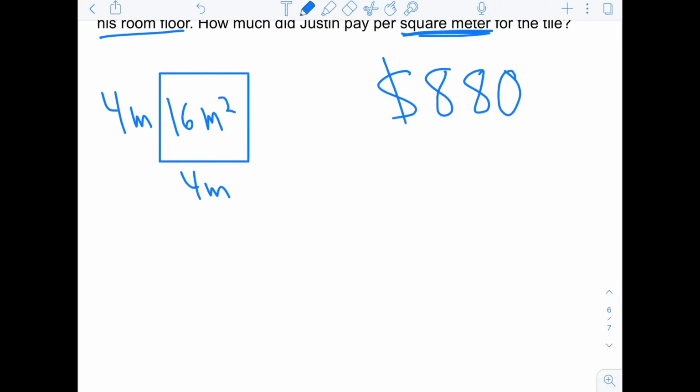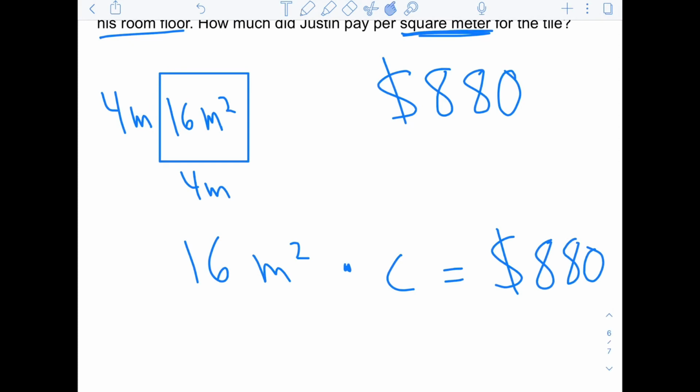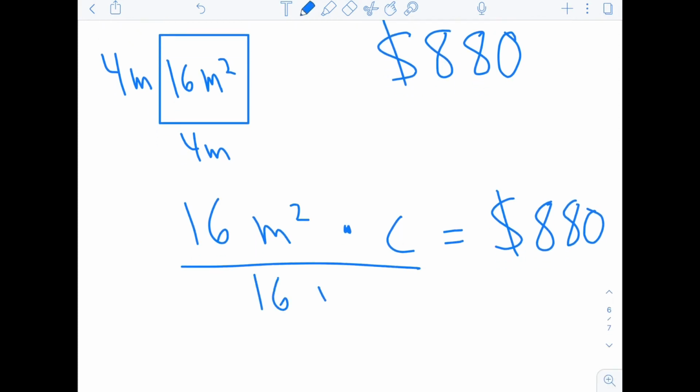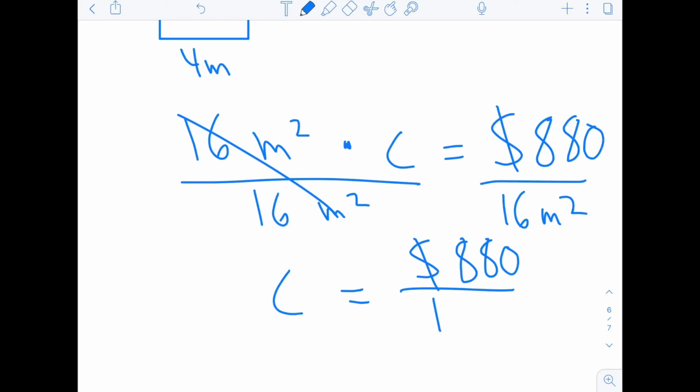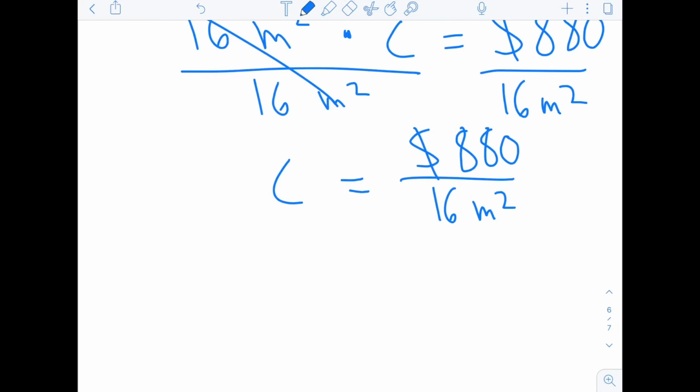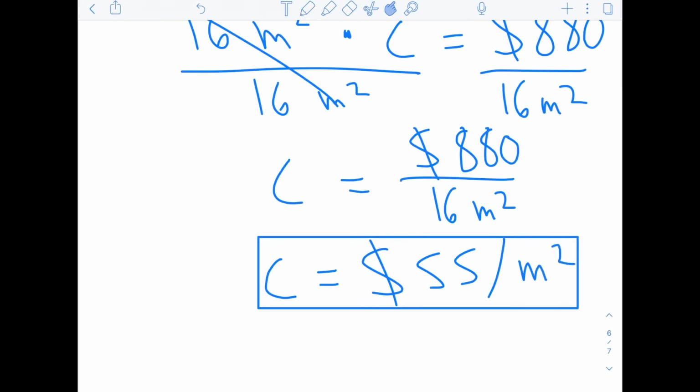And we're trying to find the cost per square meter. So 16 square meters multiplied by the cost is going to equal $880. So we have to divide by 16 square meters on both sides to cancel it out. So that means C, the cost, equals $880 divided by 16 square meters. And that's going to be $55 per square meter.